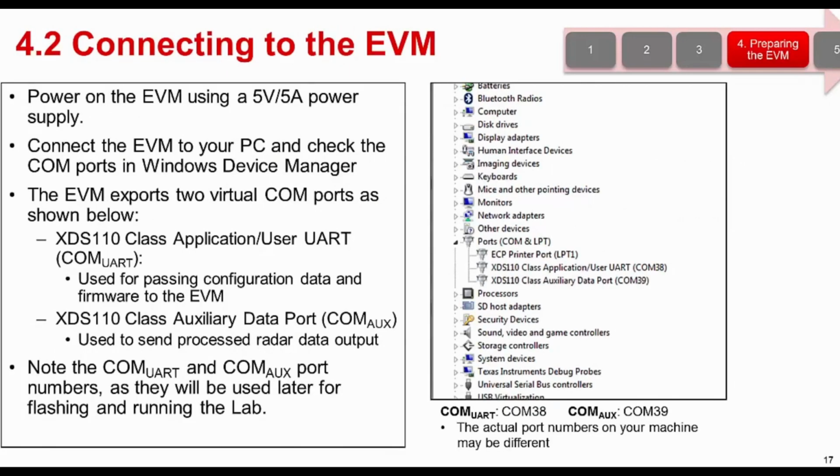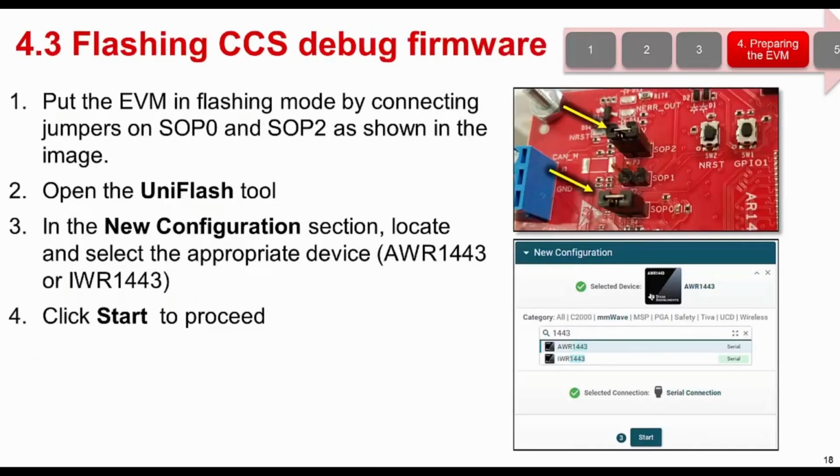First, power on the EVM and connect it to the PC using the provided micro USB cable. Then, open the Windows Device Manager and you should see two virtual COM ports for the EVM as shown here. Note these port numbers as they will be used later for flashing the firmware image and running the lab. Put the EVM in flashing mode by connecting jumpers on SOP0 and SOP2 headers as shown.